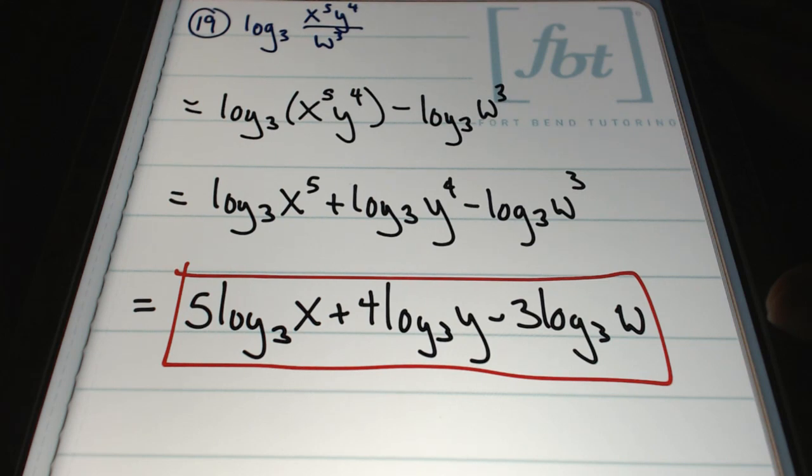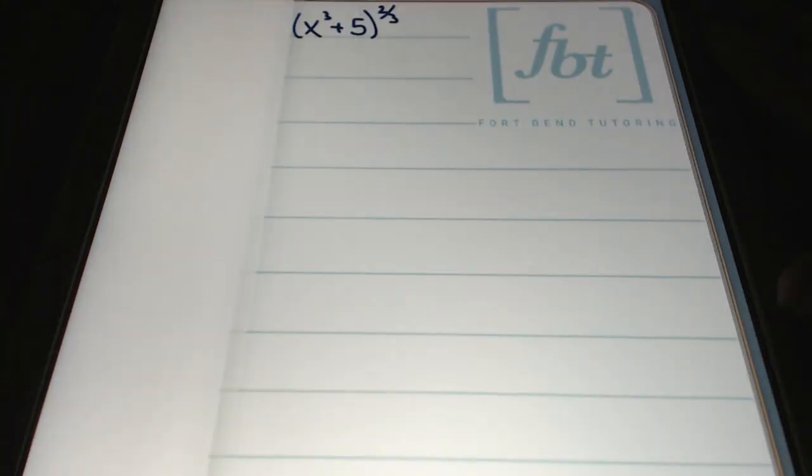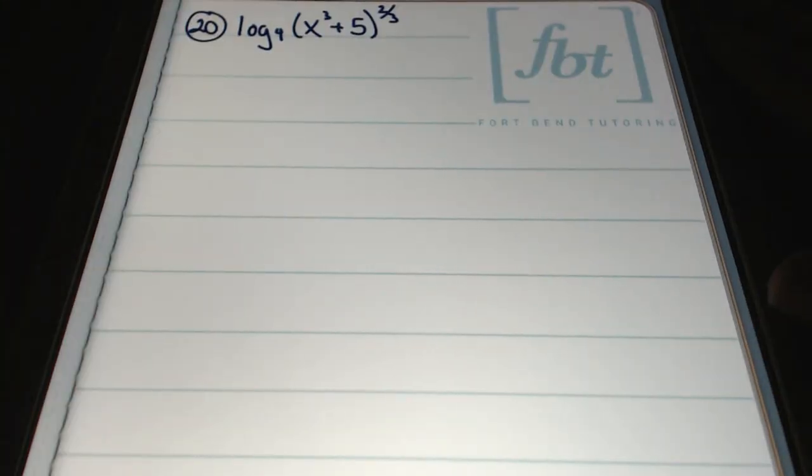Okay. That was problem number 19, guys. What do you think? I think that was a decent problem, right? Good problems. We're warming up here, guys. We have next problem number 20.